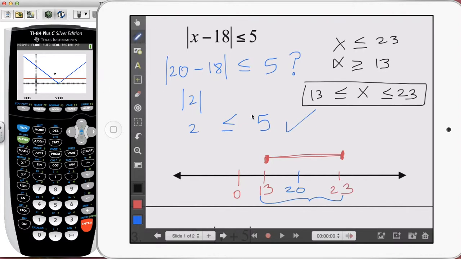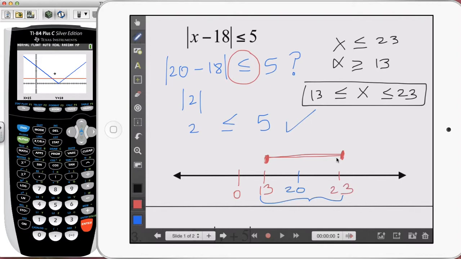So this is how you can better see it on the calculator. So let's go. Remember, every time, after you isolate your absolute value and you have a less than, think of it as one part, one compound inequality, one line. So you need where the two lines overlap. And in this case, it's between 13 and 23.